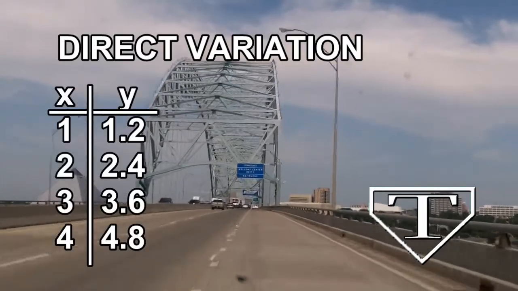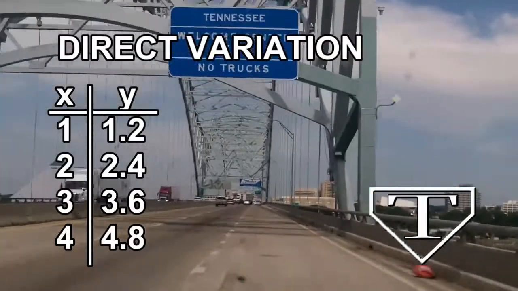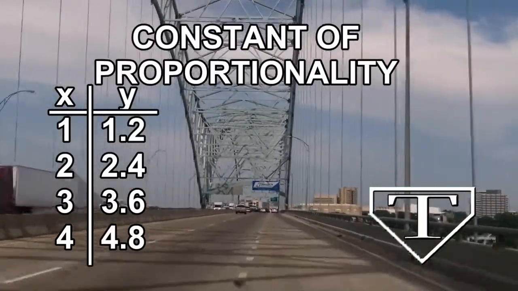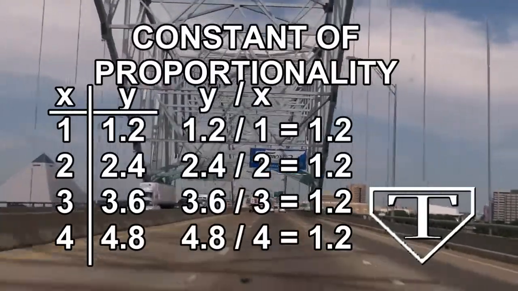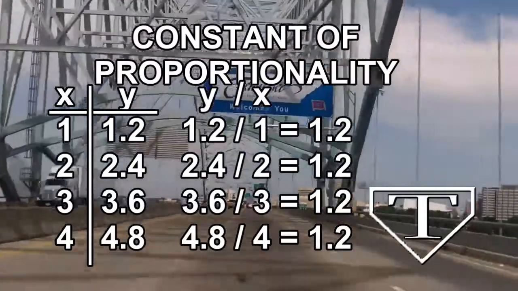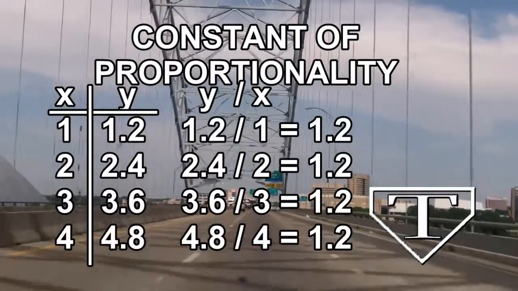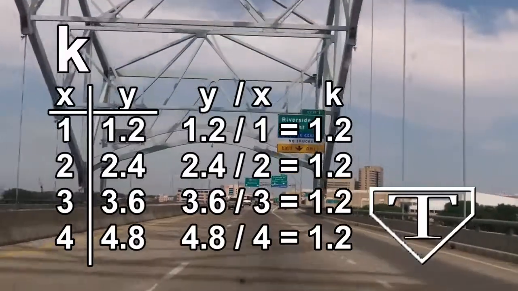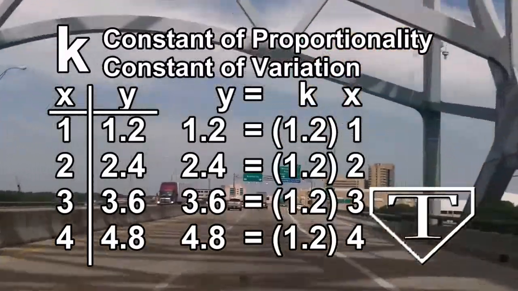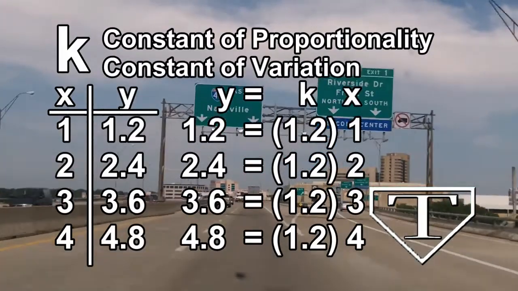Do you have a table of values that are proportional? It has direct variation. And the constant of proportionality. If you divide the y terms by the x terms, you'll always get the same answer in a proportion. That number is called the constant of proportionality. And the letter K. K is used to represent the constant of proportionality, which is the same thing as a constant of variation.